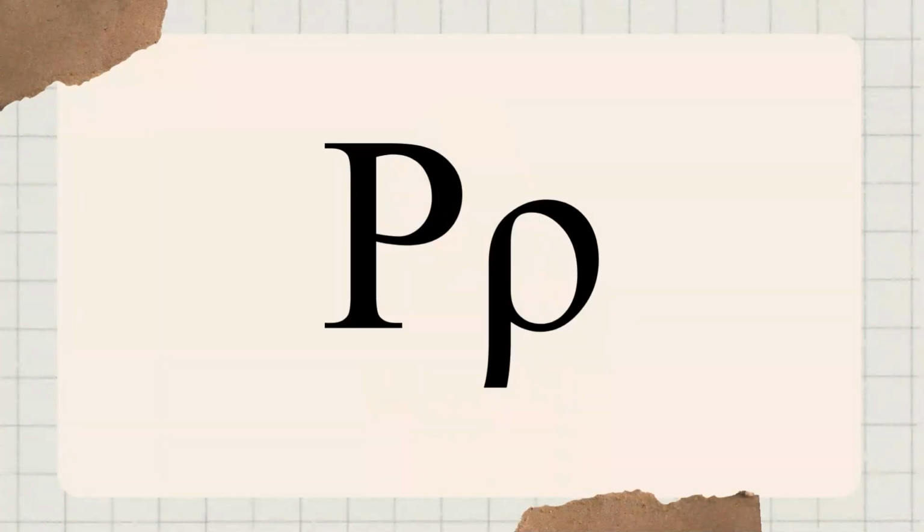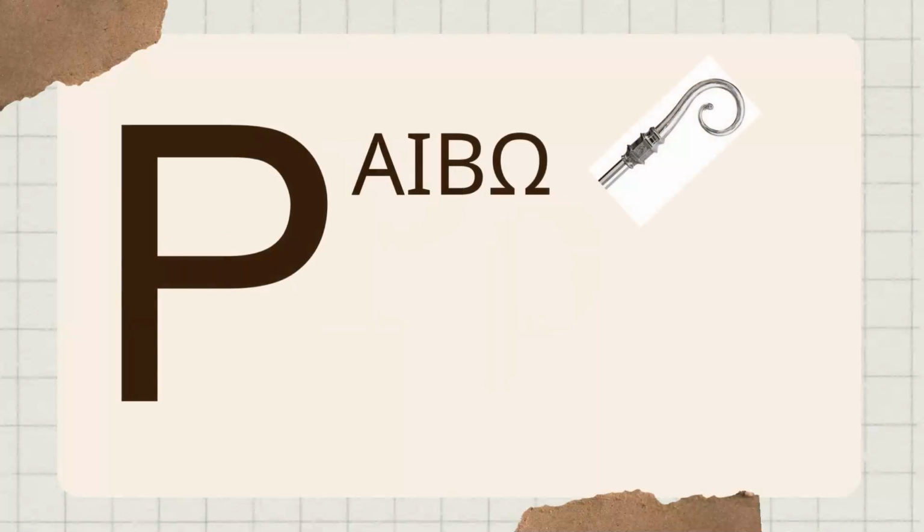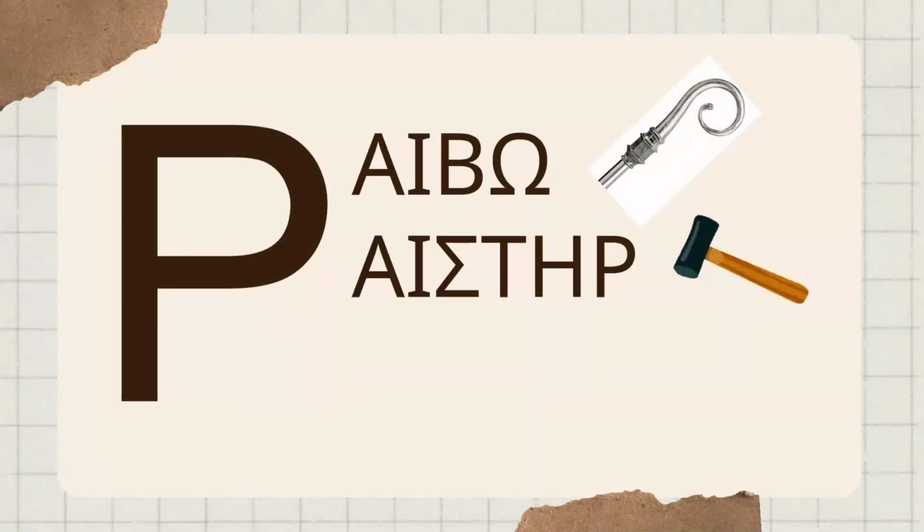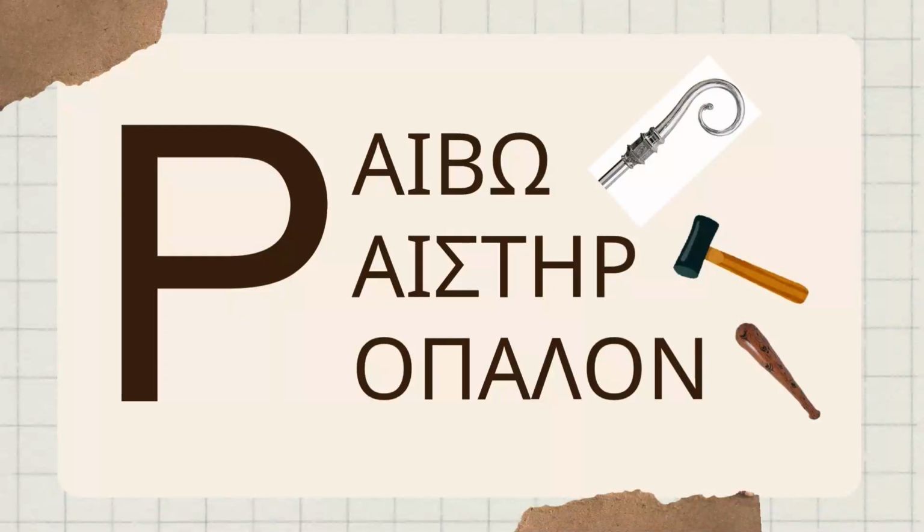Indeed, the letter rho evokes an object with a handle, whose upper part is rounded or heavy. This naturally leads us to associate it with words referring to tools or instruments with those characteristics. Thus, the letter rho may be linked to terms like ribo, meaning a stick with a curved head, reister, meaning a hammer, or ropalon, referring to a club or a door knocker.